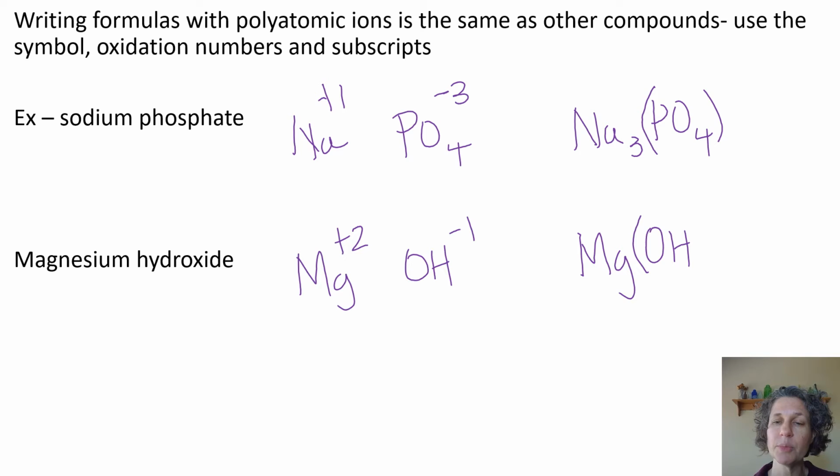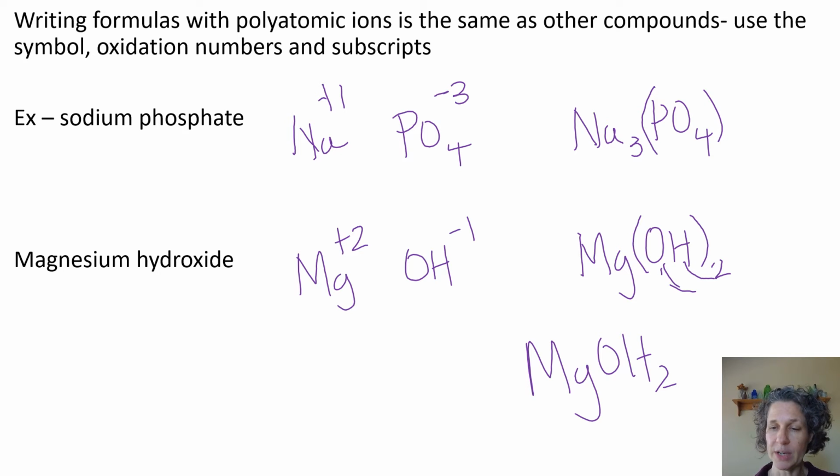Now here's the big deal with the parentheses. I need 2 of both the O and the H, so I have to put parentheses around it, because this is telling me 1 Mg, 2 O's, and 2 H's. If you write it without parentheses, MgOH2, that's 1 O and 2 H's, and that, my friends, is wrong. So always put parentheses around polyatomics if you need to put another subscript like this 2. You don't have to always use them, but it's not a bad habit to get into.